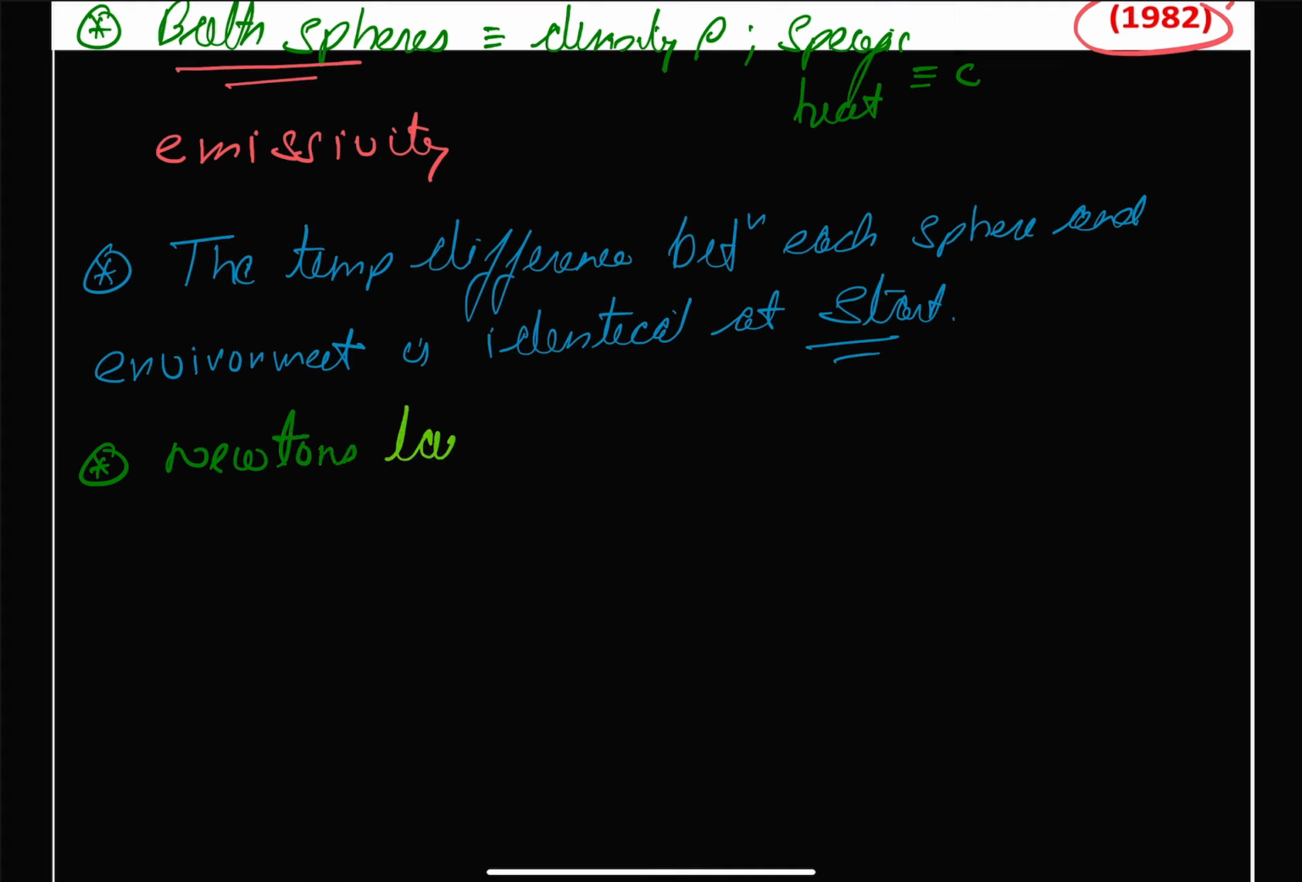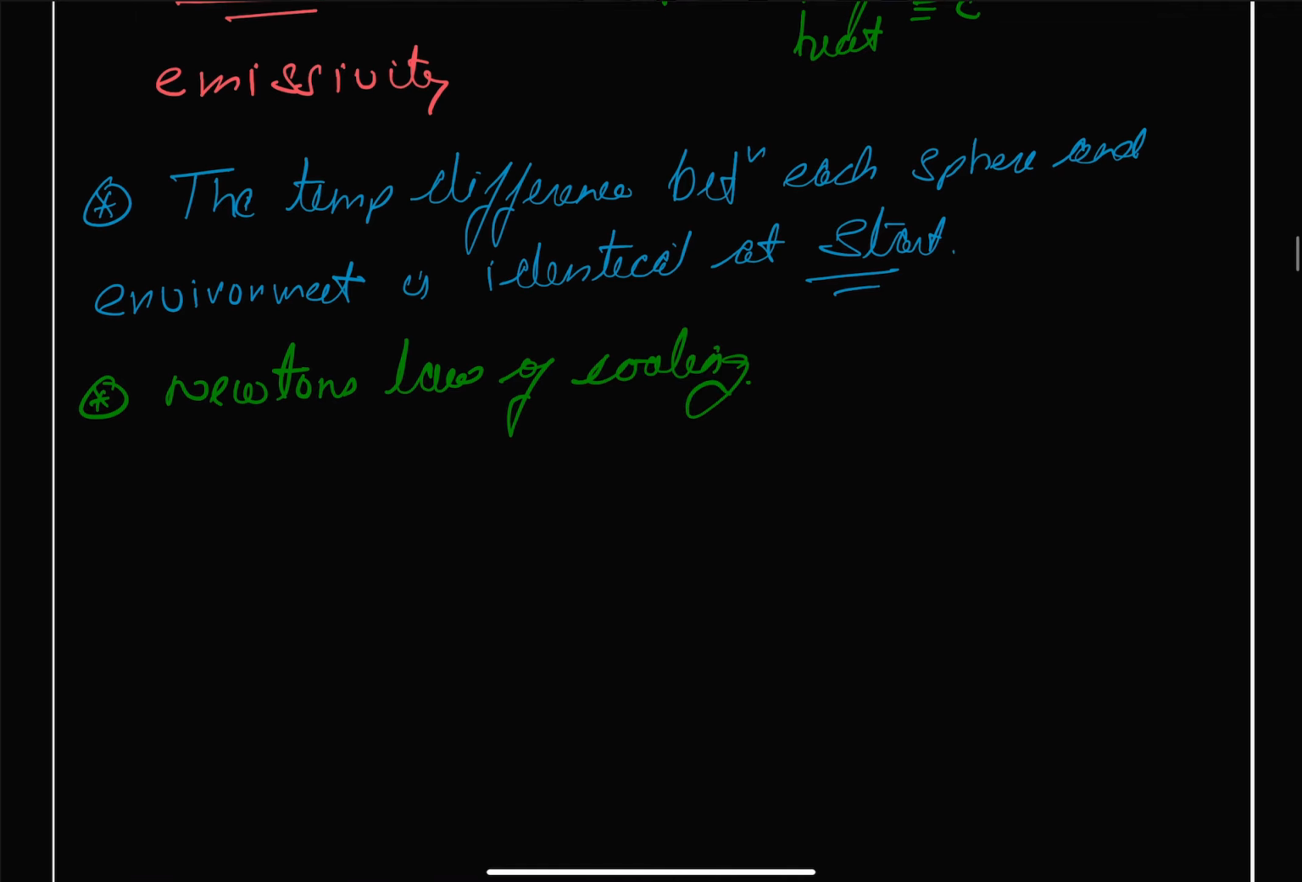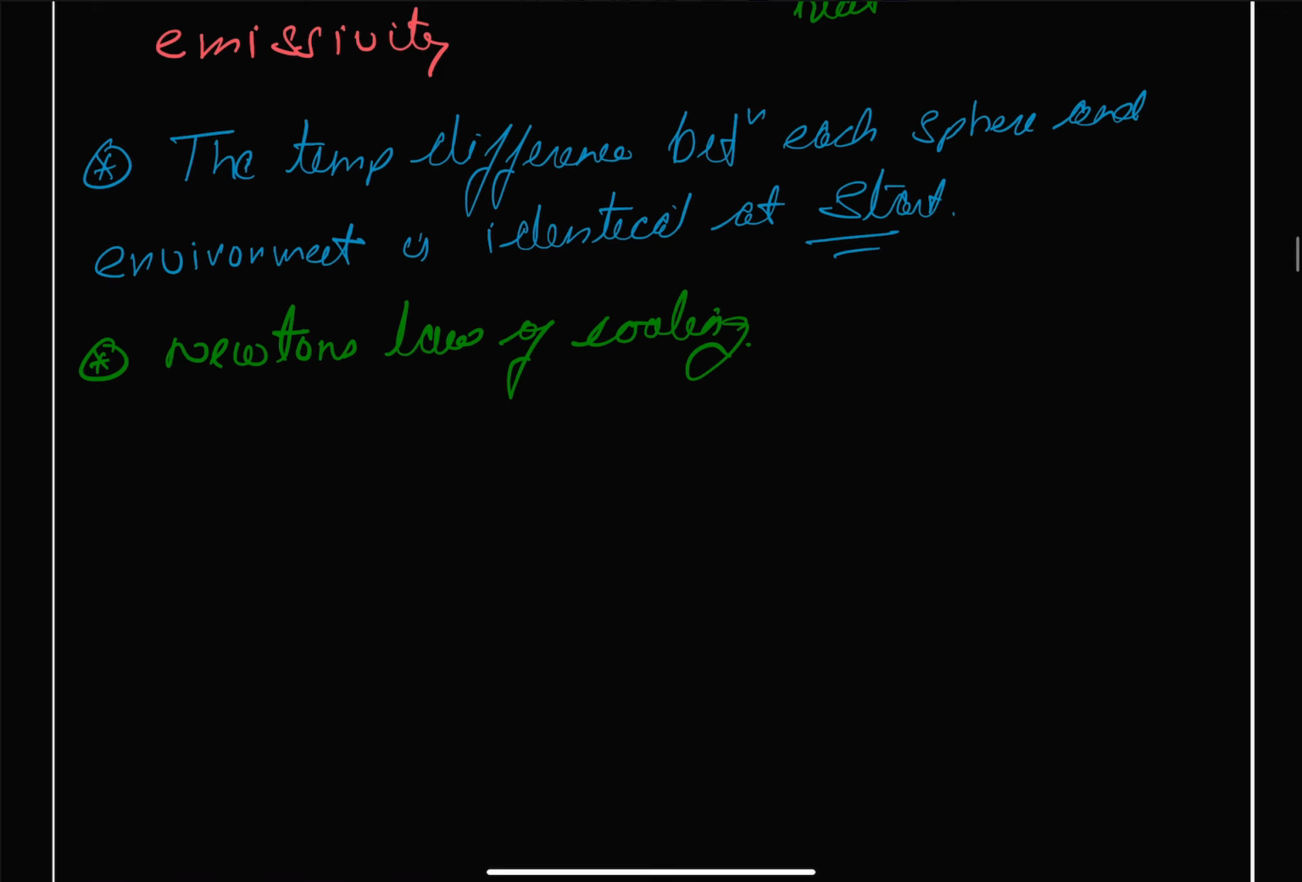Newton's law of cooling gives us that the rate of heat loss, dQ/dt, is equal to minus h times A times (T minus T naught), where h is our heat transfer coefficient.